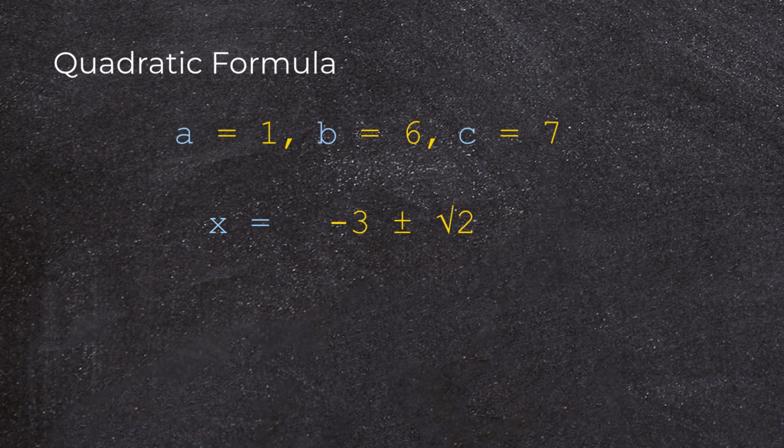Engineers and scientists use this formula when nothing else works, from calculating projectile paths in physics to determining safe braking distances for vehicles. So, to recap, factoring is fastest when numbers are nice, like break-even points in business.